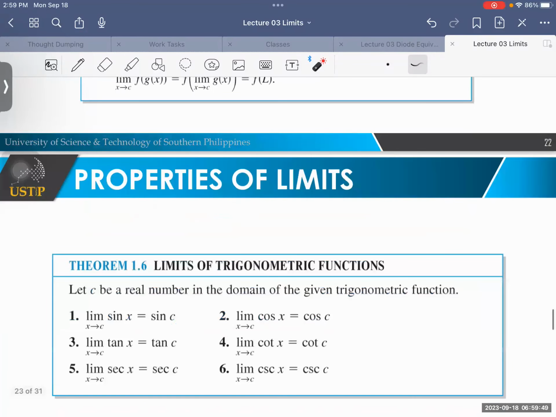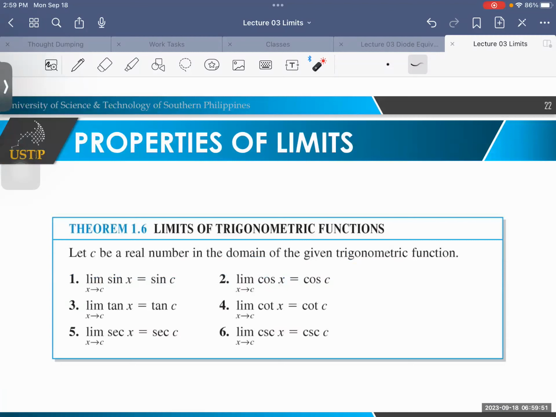Okay, let's go to trigonometric. Same lang class. Dili ka problema basta wala siyay denominator kay dili man mag-undefined, so dali lang for sine, tangent and all your trigonometric functions. Basically what you're doing is just substituting the value of c to your x.